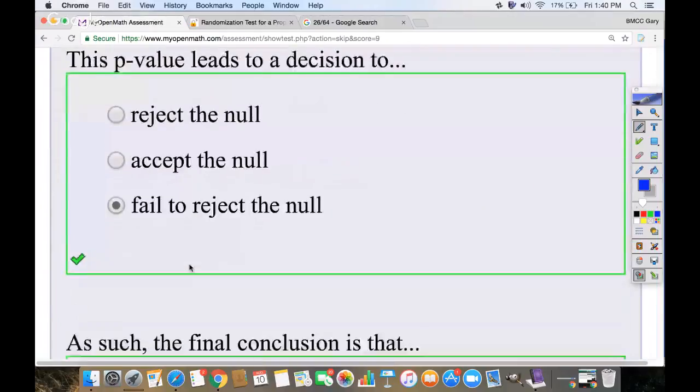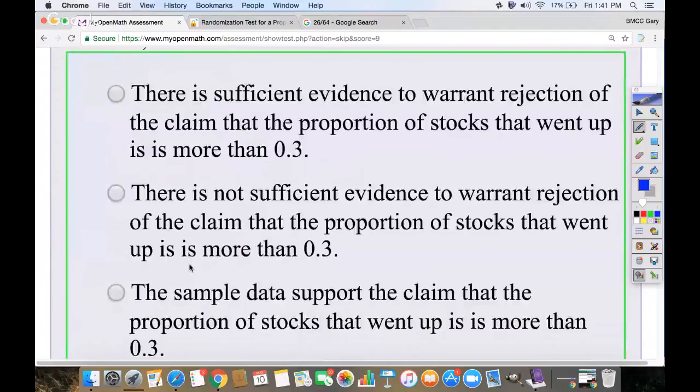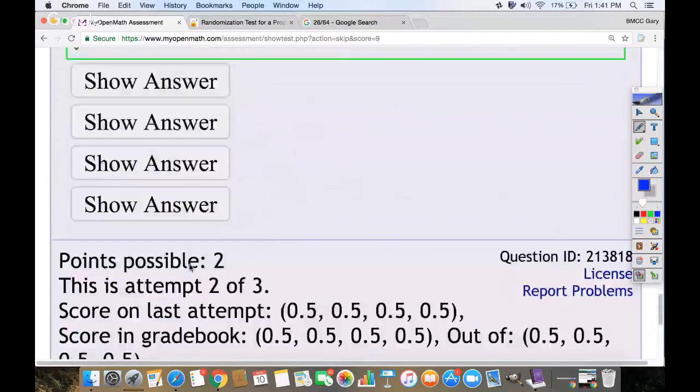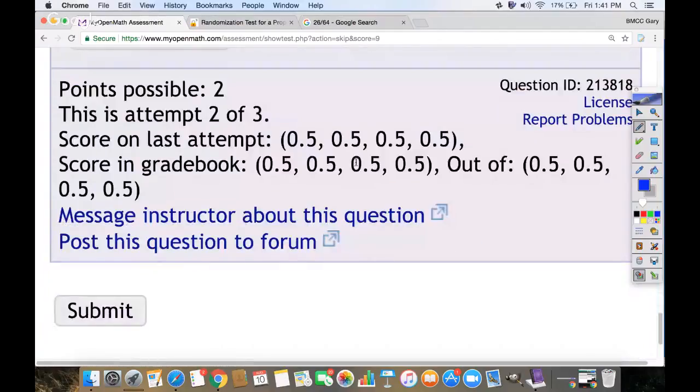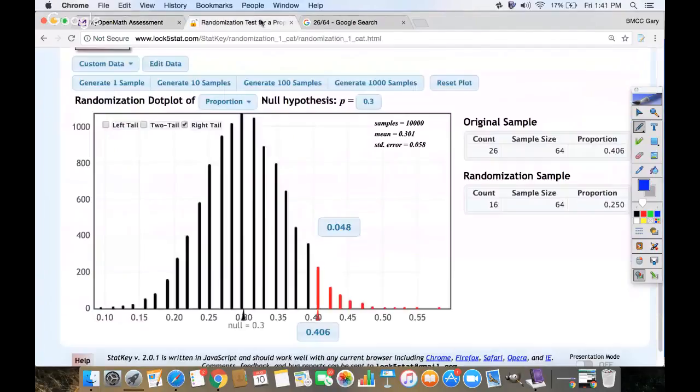Cool. So again, if you tried this and you think your p-value is good enough, then just hit message instructor and tell me about it. Maybe send me a screenshot of your randomization test here, and I'll get back to you.